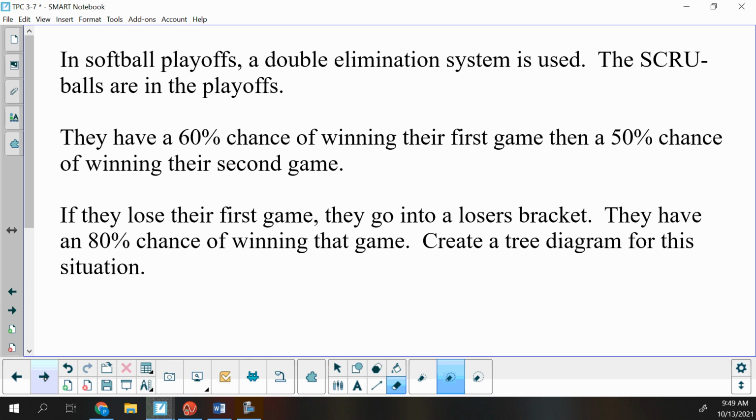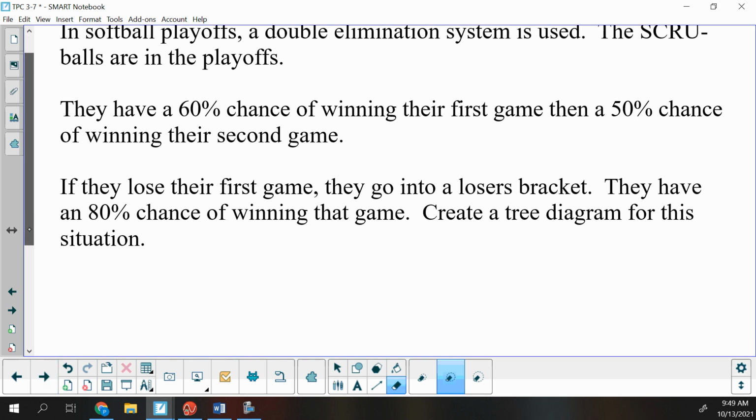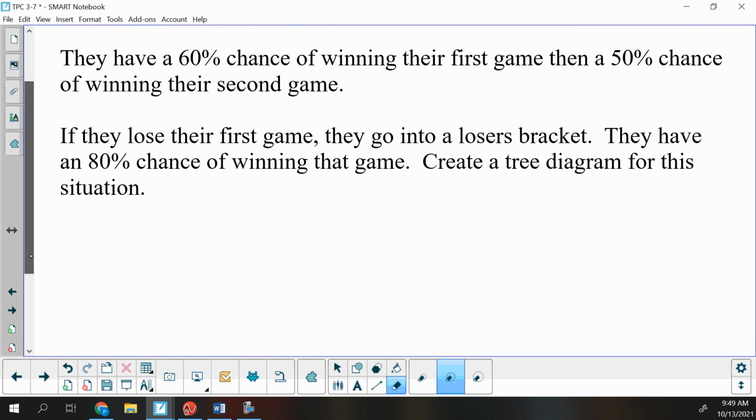All right, we'll look at one last example quickly. So in the softball playoffs, a double elimination system is used. Screwballs are in the playoffs. 60% chance of winning the first game, then a 50% chance of winning their second game. If they lose the first game, then they go to the losers bracket. They have an 80% chance of winning that game. So really, there's basically 2 games that are being played. Those are our 2 events.